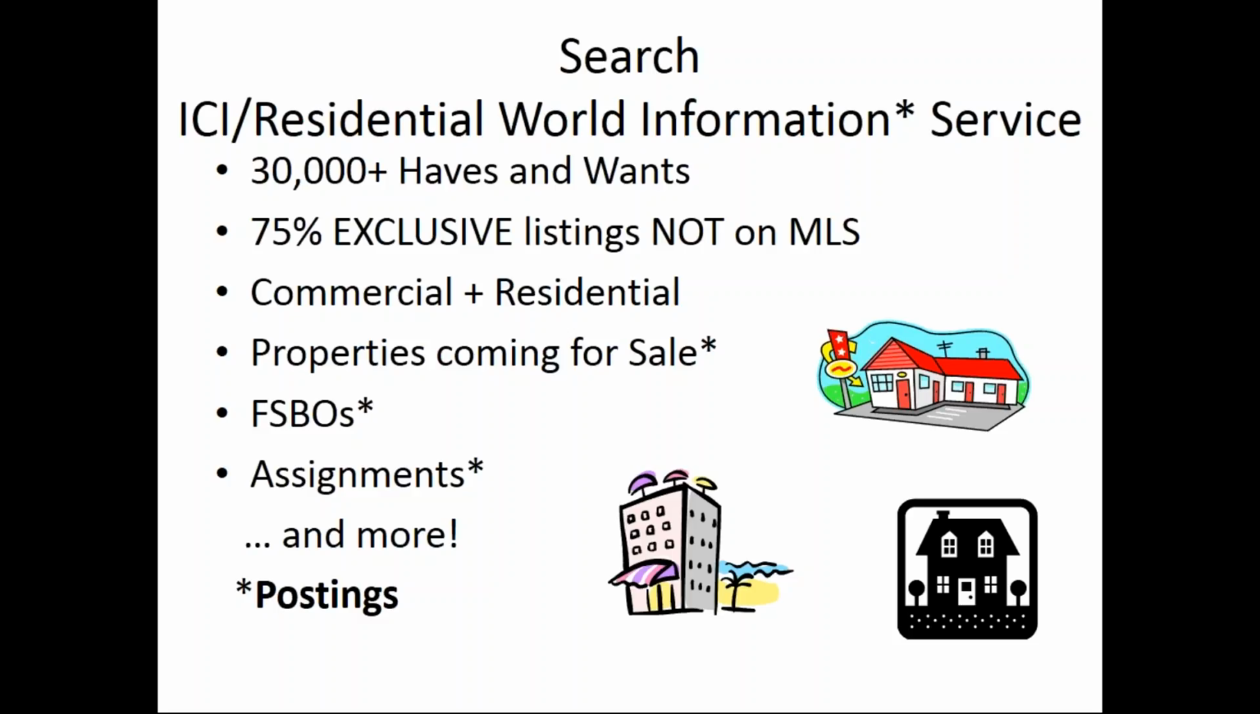So part of it is that on ICI World, we actually have 30,000 haves and wants. Haves are the properties for sale and for lease. They can be listings on a real estate board, but they can also be exclusive pieces of information. And this is where it gets real exciting, that you can be working information, not just listings. On ICI World, 75% of the listings are actually exclusive, not on real estate boards, and we're going to actually be demonstrating that in a moment.